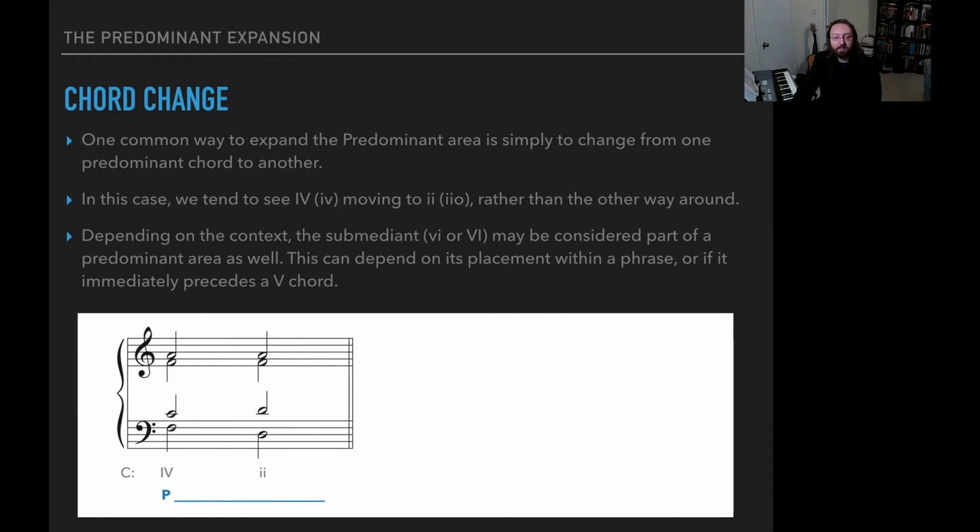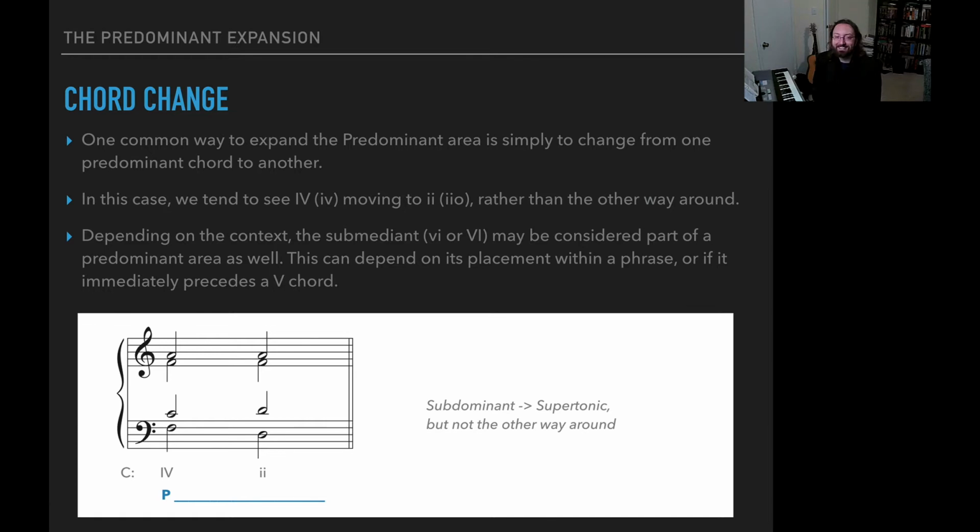Remember that in this case, if we are changing chords, we always want to move from the subdominant to the supertonic, from 4 to 2. We tend to not see motion happening the other way around. It can happen, but I'd say probably 99% of the time where you see these two chords together, it's going to be 4 moving to 2.